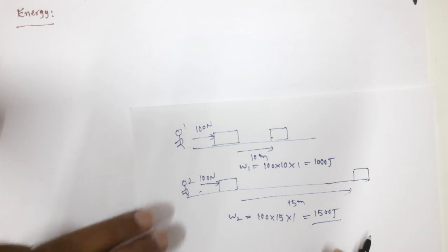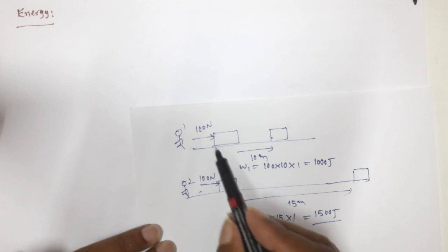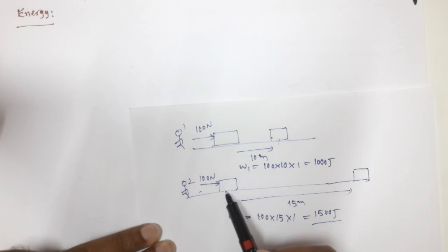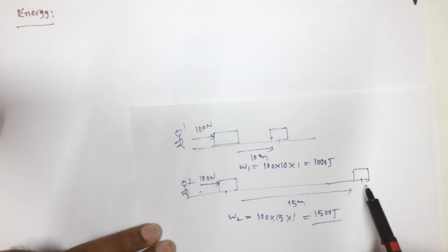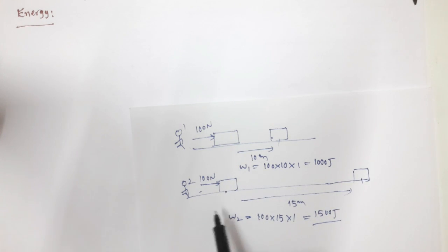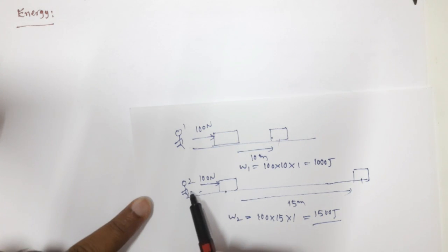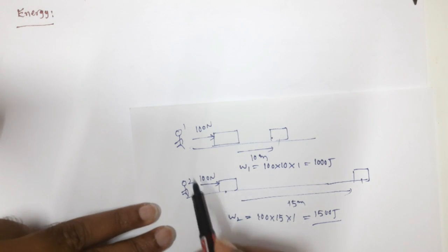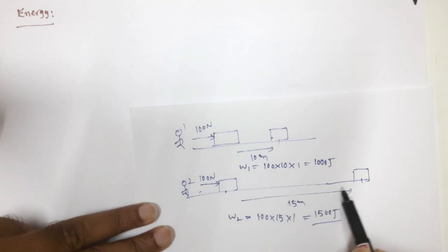Now who is doing more work? This person cannot push this object beyond this point, but this person is able to move the object from here to here. That means who is doing more work? Person 2 is doing more work. So we say that the second person has more energy than the first person, because he is able to do more work.